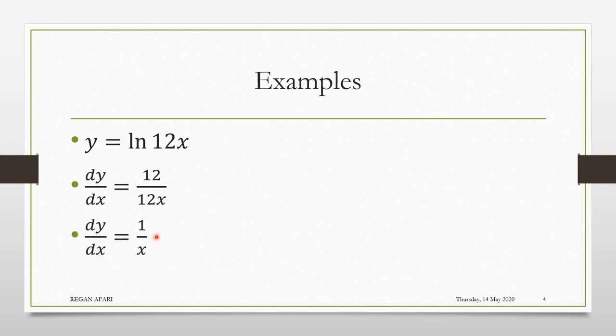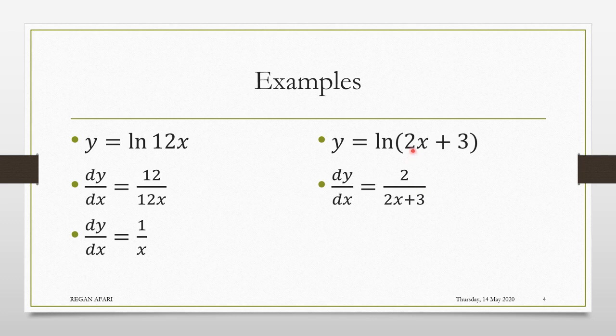Another example. We have y equals ln of 2x plus 3. So this is the same plan. We are going to differentiate 2x plus 3, which will give us 2. Then we divide by 2x plus 3. So let's do that. dy dx equals, we differentiate this, we get 2, and then we divide by 2x plus 3. So that's the idea. Differentiate it and divide by the same thing.